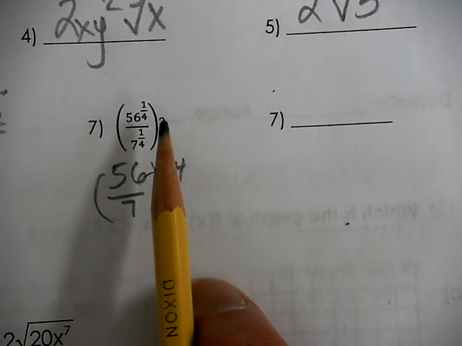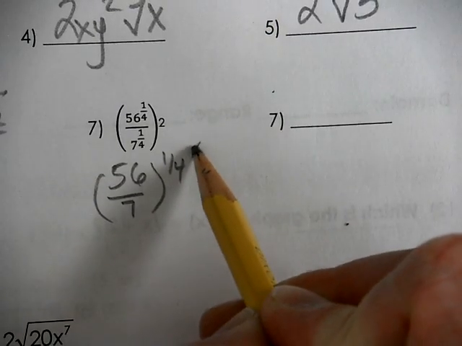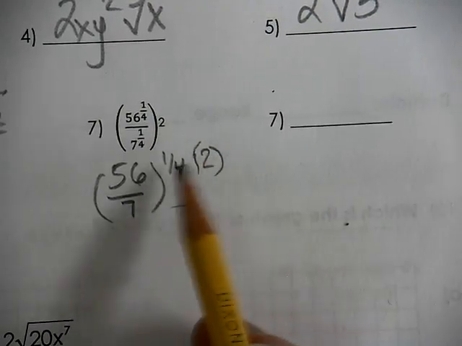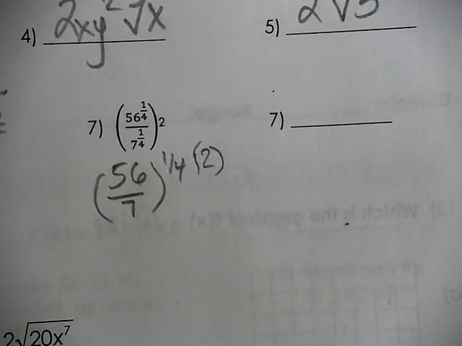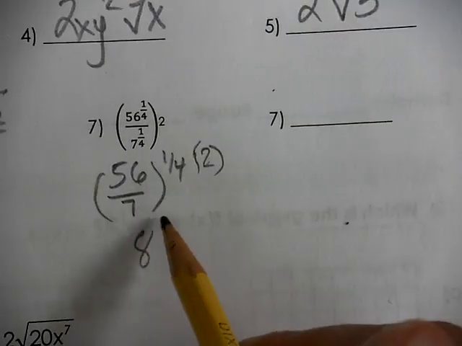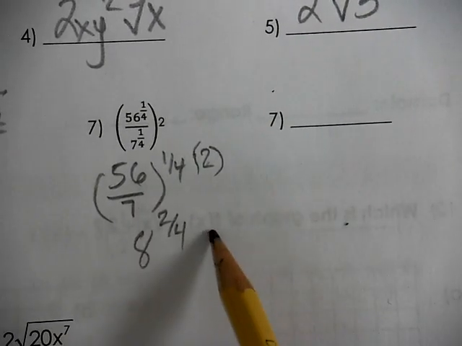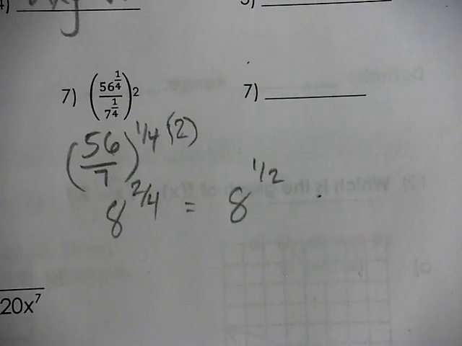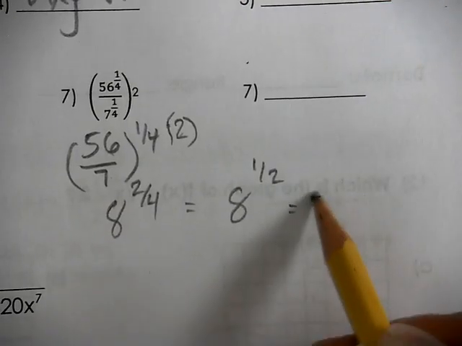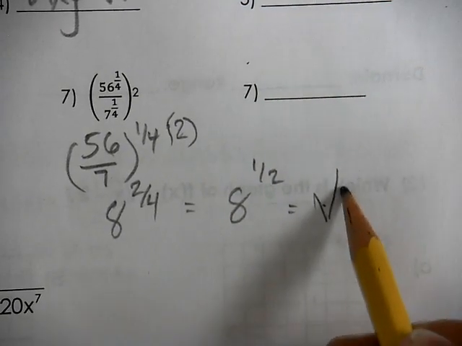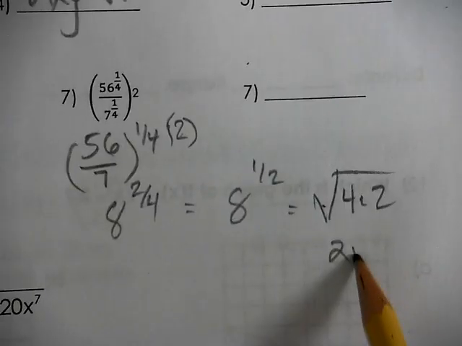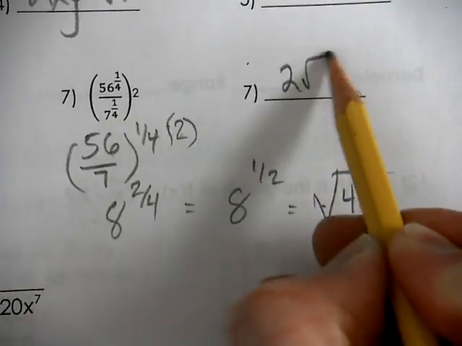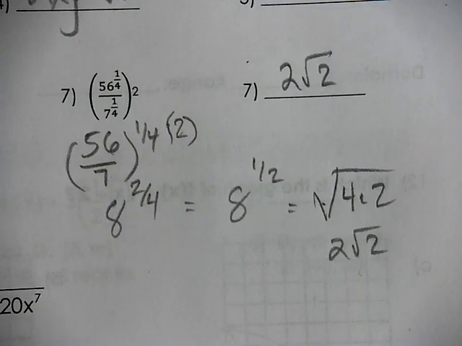And then you still have the square, which is going to multiply with that exponent. So this is 8 to the 2/4 power, which is 8 to the 1/2. So this is the square root of 8. The square root of 8 is 4 times 2. So that is 2 root 2. Okay, number 8.